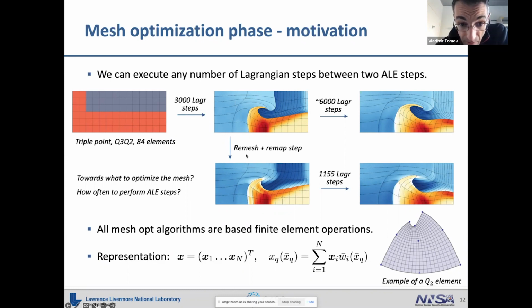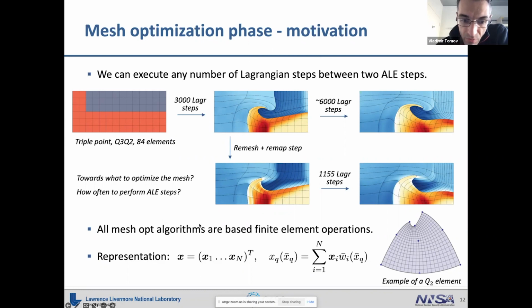But if we do a one remesh and remap step, from this we get this. You can see, of course, there is some diffusion because the mesh is not aligned anymore. But then you get to final time, again, a little diffused, but you get it in 1,000 time steps. So it's much faster. It's what people prefer to do. Now, of course, the questions arise: how diffused you are, towards what you want to optimize the mesh, how often do you do it, and things like that. So I'll talk about this mesh optimization business now.